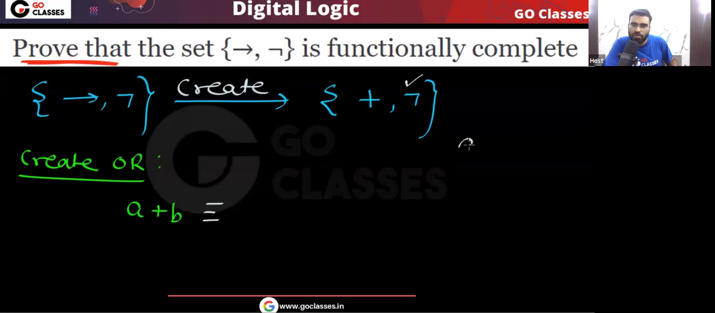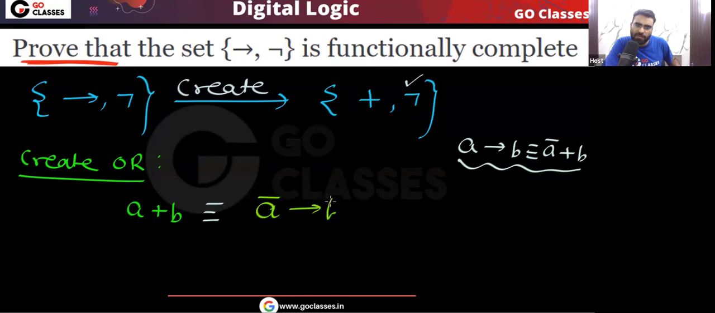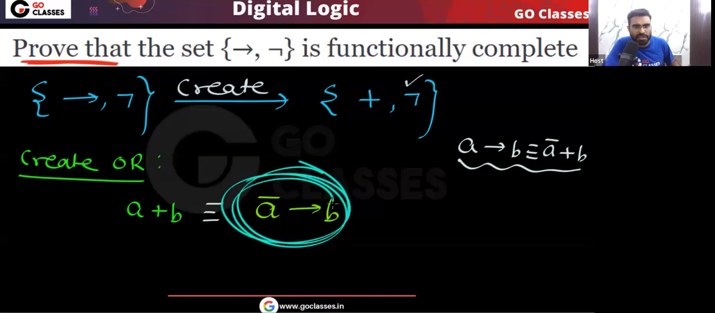You already know that A implies B means A bar or B. I want to create A or B. So very simple, what I can do is A bar implies B. Yes or no? Look at this. Here, I'm using only not comma implication. Did you notice what I'm using? Only two operations, those are implication comma not.